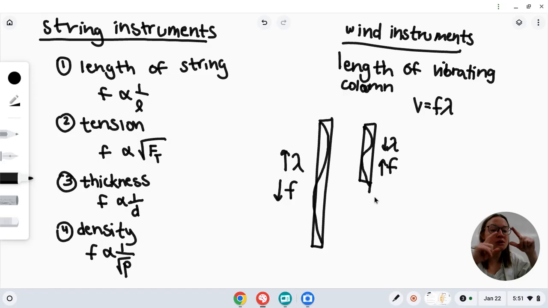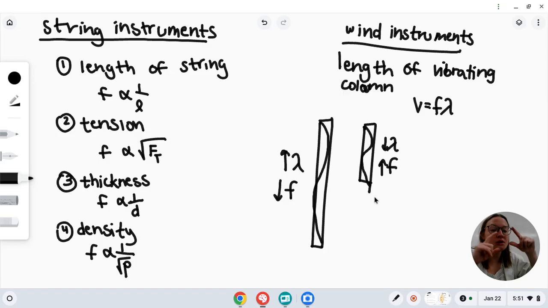The other thing that matters, and students like to ask this question, is what about those types of wind instruments, like the brass instruments, where you actually don't change the length of the column, but instead you change how you blow into the instrument? Well, then you're changing v. You're changing the speed of the air that's moving through. If you change the speed of the air but keep the length the same, the wavelength stays the same, the speed of the air changes, and that changes the frequency.